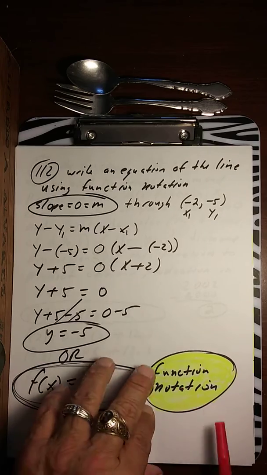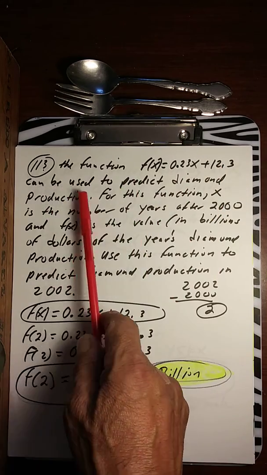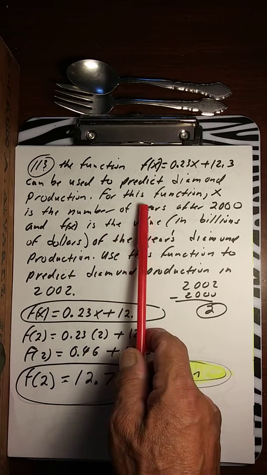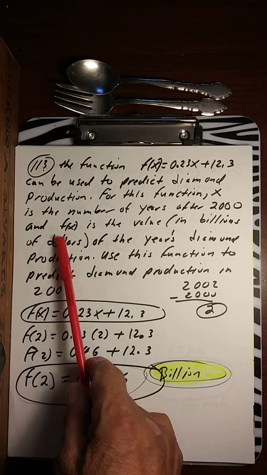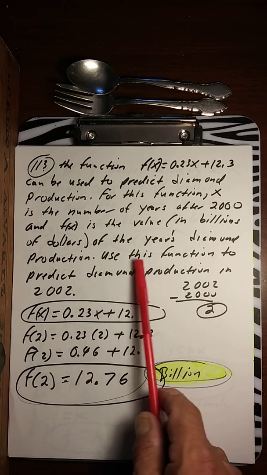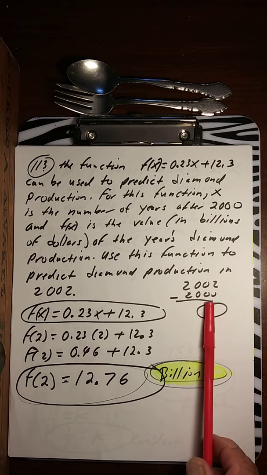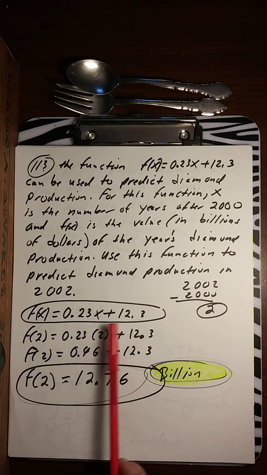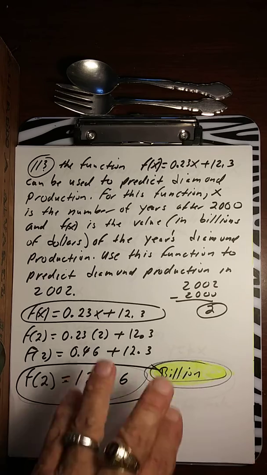Negative 5. Function notation. The function can be used to predict the diamond production. For this function, x is the number of years after 2000, and f of x is the value in billions of dollars of the year's diamond production. Use this function to predict diamond production in 2002. So type the two numbers. 2002 minus 2000 is 2. So we need to find f of 2. 2 times that is this number, plus that is going to be 12.76 billions of dollars.